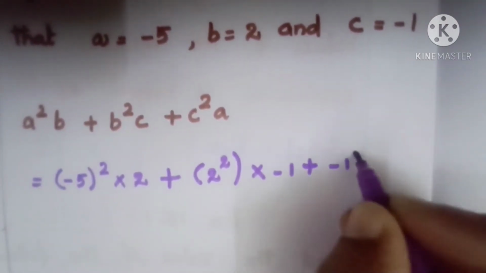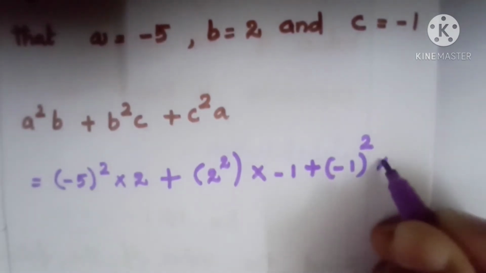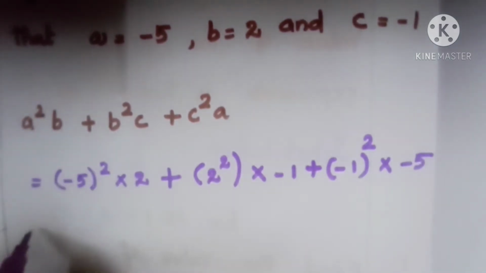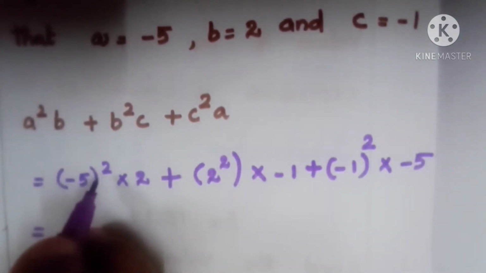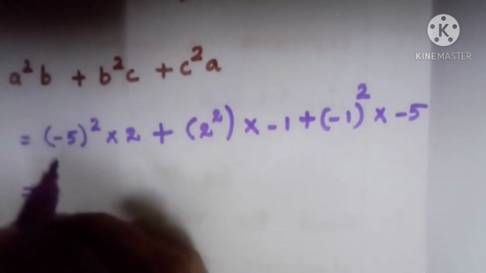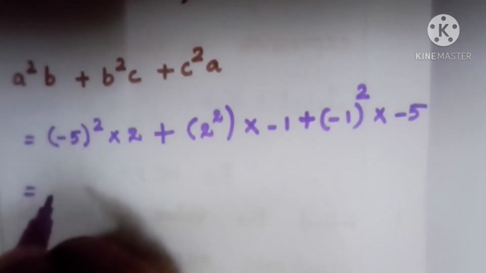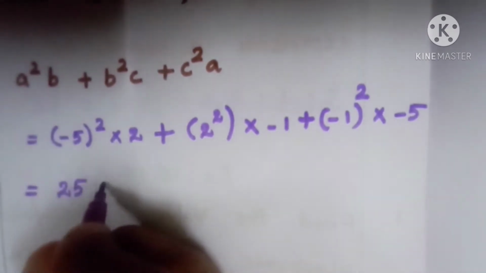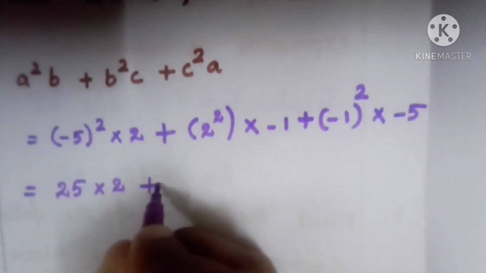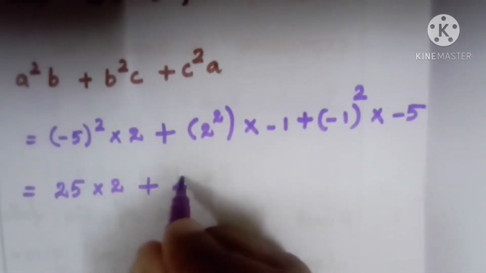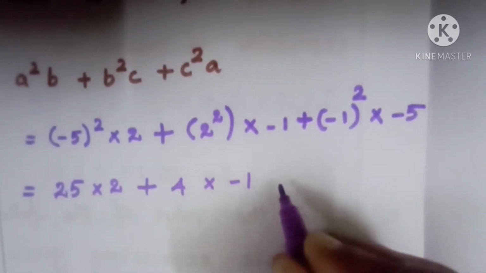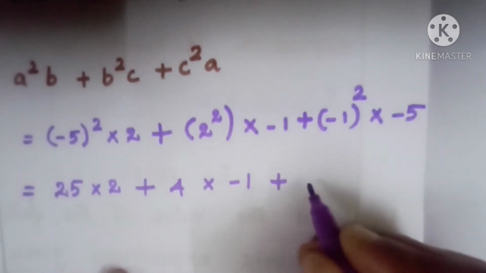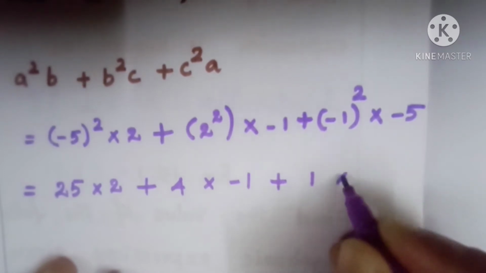So minus 1 the whole square into, what is the value of a? Minus 5. Minus 5 square means minus 5 into minus 5. So we get minus into minus plus, 5 5s are 25. So 25 into 2 plus 2 square. 2 2s are 4. 4 into minus 1 plus minus 1 the whole square means minus 1 into minus 1 we get plus 1. So 1 into minus 5.